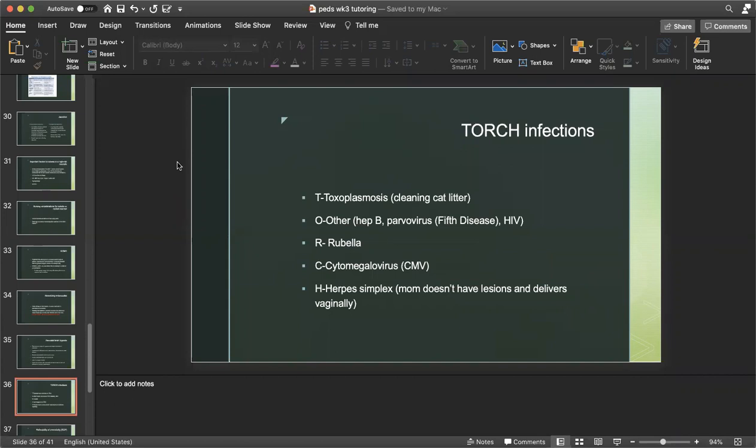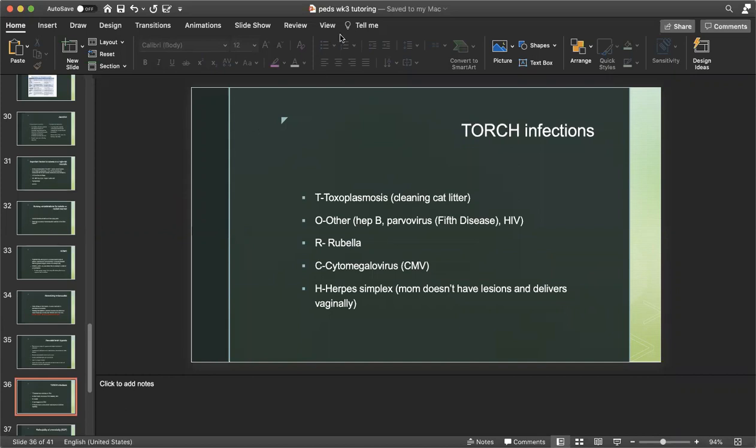Chickenpox, so rubella for R. C, cytomegalovirus, CMV. And then herpes is H. So if the mom doesn't have any lesions, they can deliver vaginally. But if they do have lesions, they can't deliver vaginally because then it could pass on to the infant.